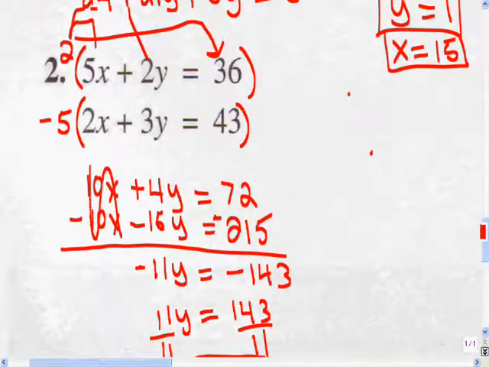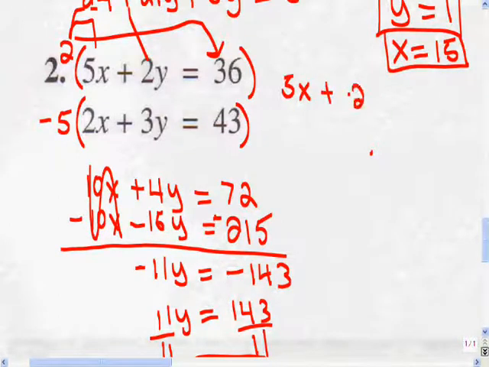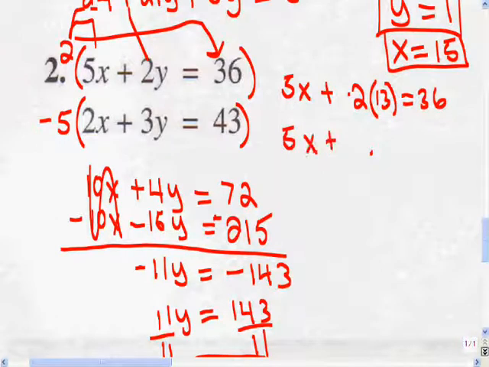Now that I know what y is, I can go back and plug y into any of these equations and figure out what x is. Since the 36 is smaller than the 43 and I like to work with smaller numbers, I'm going to plug y back into the top equation to solve for x. So 5x plus 2 times 13 equals 36. 5x plus 26 equals 36, because 2 times 13 is 26.